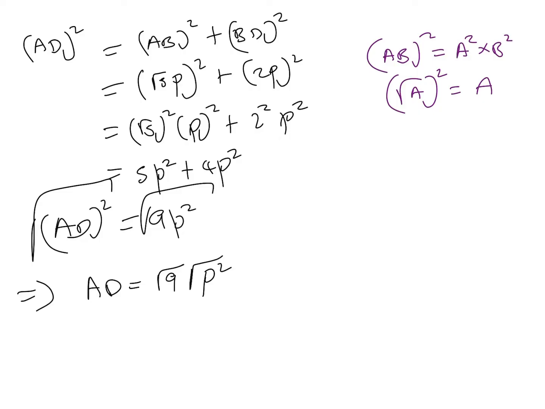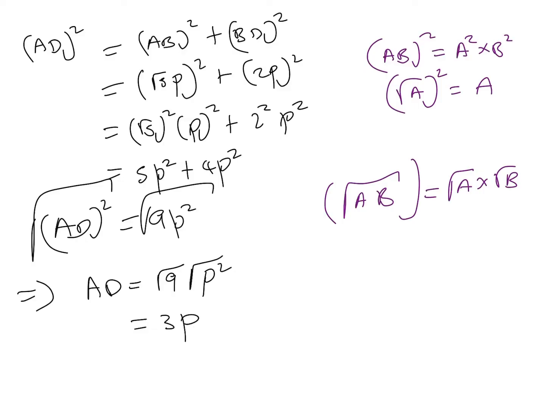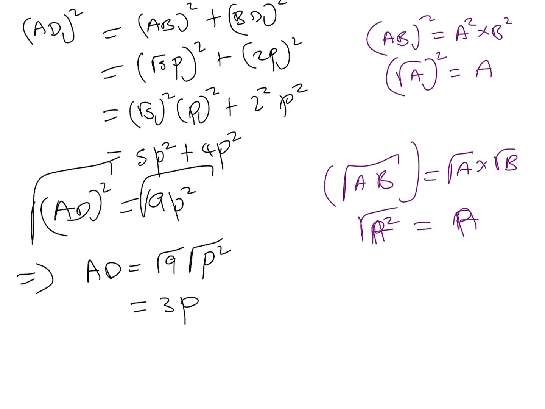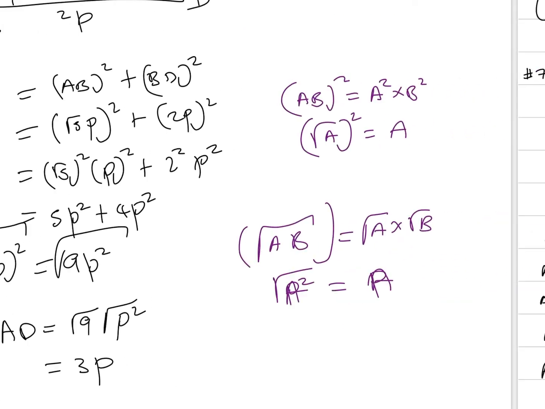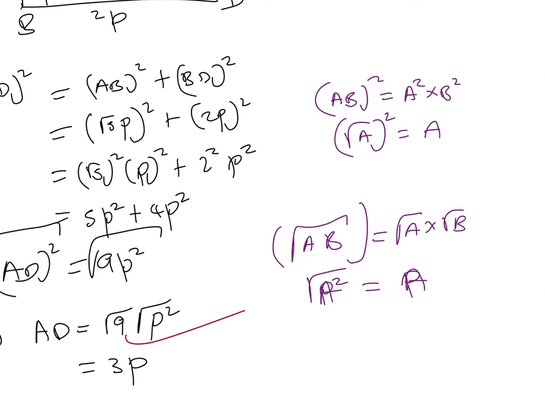So we know, again, what we have done here: if you have the square root of AB, this will be equal to the square root of A times the square root of B. So that's what we're doing here. And then you end up with the square root of 9 is 3 and the square root of p squared is p, because we already know that the square root of A squared is A. So AD is equal to 3p. So that's your answer, and you get 2 marks: a mark for that and a mark for correct substitution in your Pythagoras theorem.